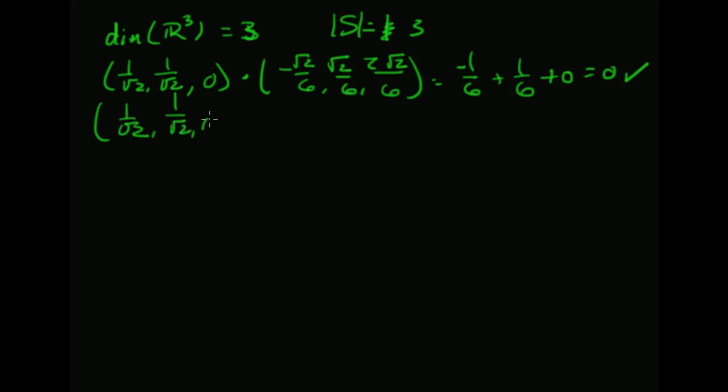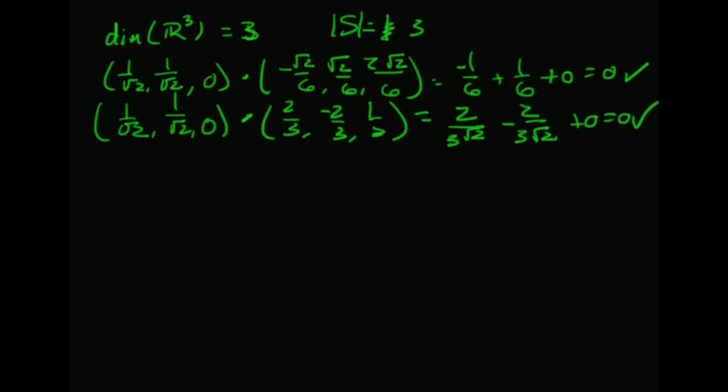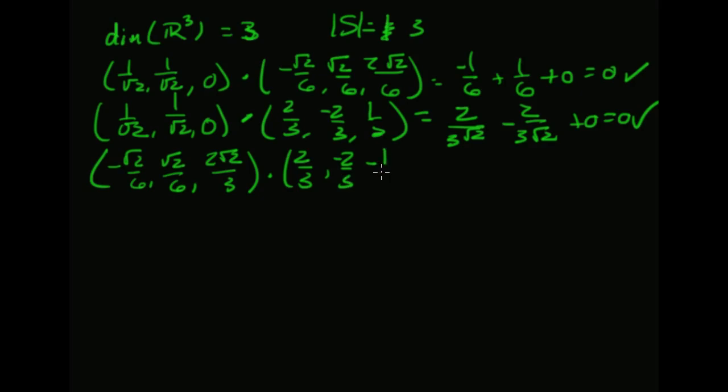1 over root 2, 1 over root 2, 0 dot the other vector, which is 2/3, negative 2/3, 1/3. So this is going to become 2 over 3 root 2 minus 2 over 3 root 2 plus 0 is 0, so that's good. Negative root 2 over 6, root 2 over 6, 2 root 2 over 3 dot 2/3, negative 2/3, 1/3, positive, right? That's a positive 1/3. So this is going to be, let's see, negative root 2 over 9. Same here as negative root 2 over 9. This one becomes 2 root 2 over 9, which is 0. So we have orthogonality. So now we have to play for normality.